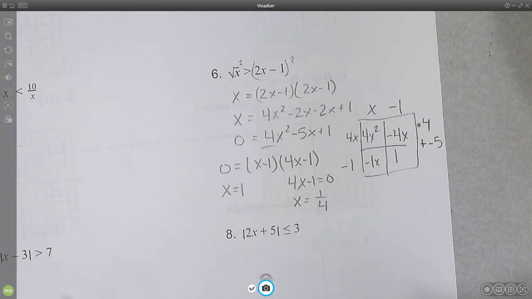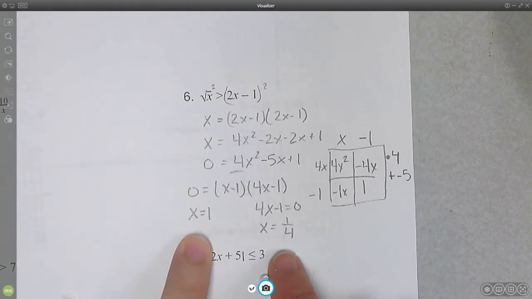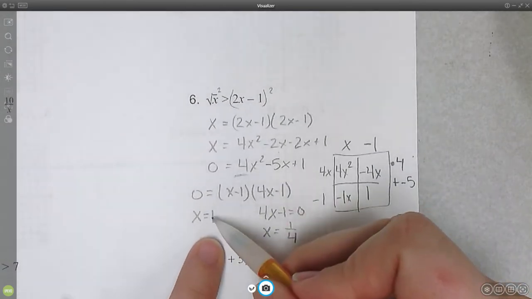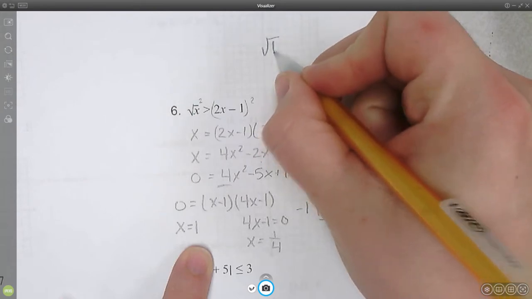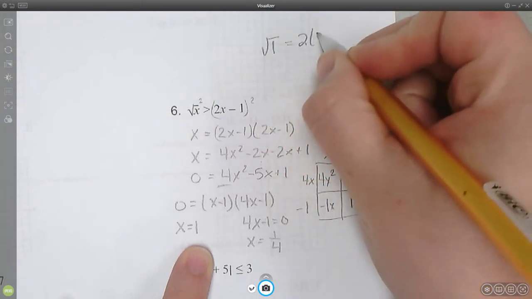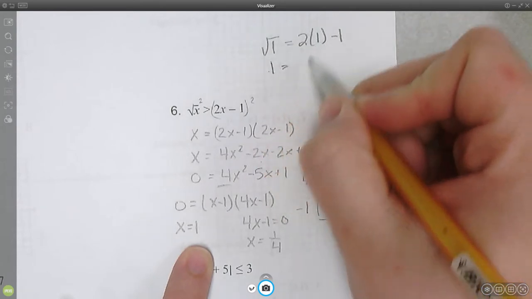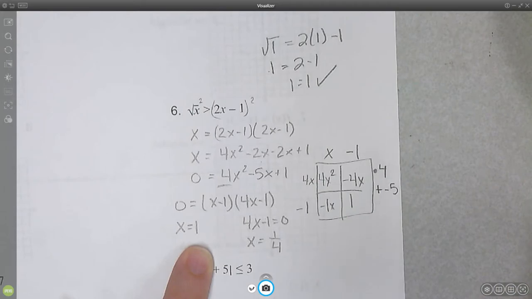As much as you're not going to want to, you really do need to check your solutions to make sure they actually work, because sometimes, like in problem number 1, they're both not going to work. So just to show you that, if I plug a 1 in here, we have square root of 1 equals 2 times 1 minus 1. Square root of 1 is 1, equals 2 times 1 is 2, minus 1, so you have 1 equals 1. Okay, so that one works.